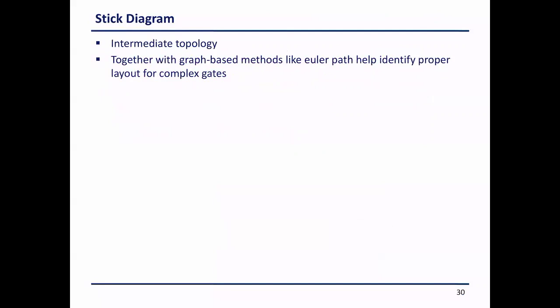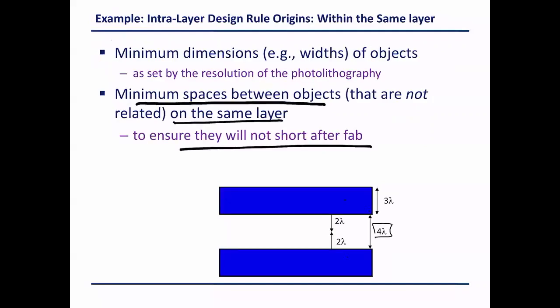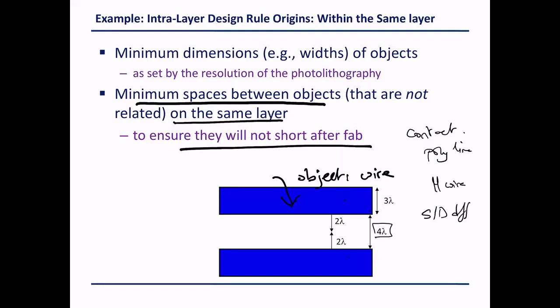Yes. I'm sorry, but what do we exactly mean by objects? Okay, this is an object. It's a wire. Does it include contacts, everything? Yes, it can be a contact. It can be a polyline. It can be a metal wire. It can be a source drain diffusion. These are the different entities that we see.